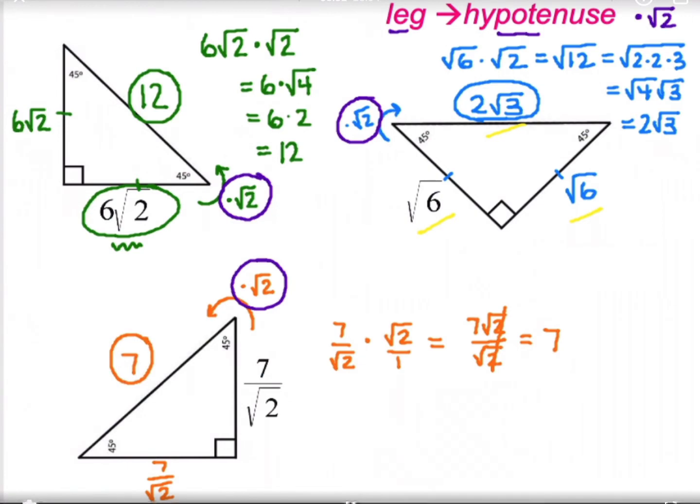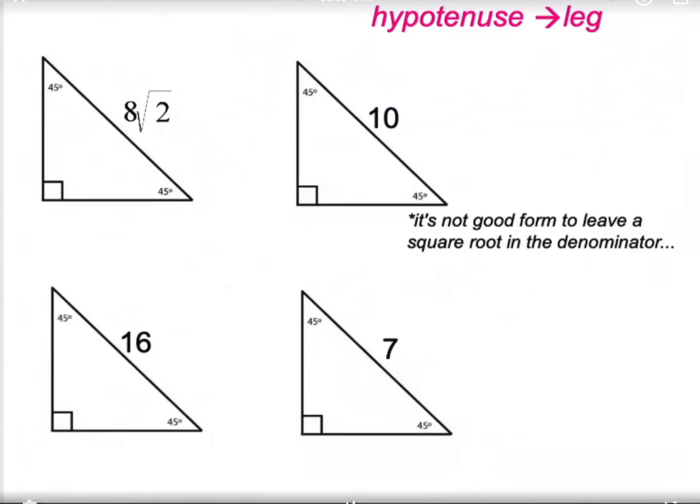Now you'll notice for each of those examples, they gave me the length of the leg. And if I know the length of the leg, all I must do is multiply by the square root of 2. What do you think would happen if they gave me the hypotenuse? Well, that's what these examples are for. So if I know what the hypotenuse is, just think of this as doing the opposite, right? If I knew this, I would multiply by the square root of 2.